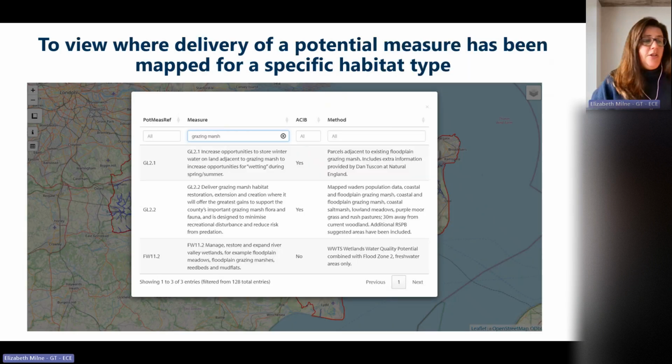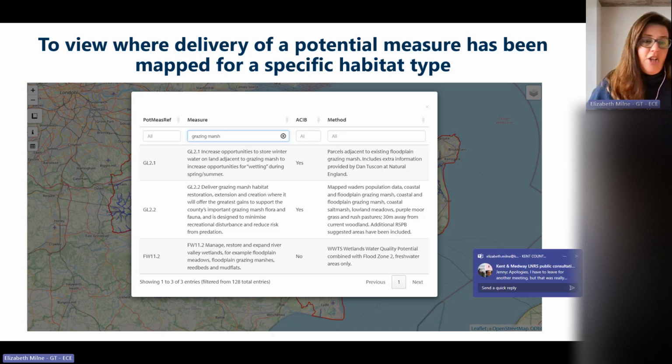So if you were wanting to have a look at where a particular potential measure has been mapped for a particular habitat type, there's a number of ways you can do this. First of all, you may already know from having scanned through the strategy document the particular measure or priority reference that you're interested in. In that case, you would simply select your potential measure from the measures layer, the mapping layer, check that, and that will bring up the map for you.